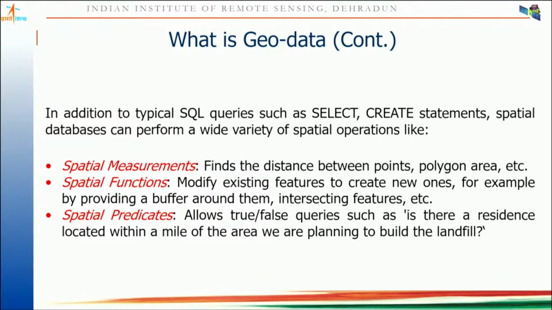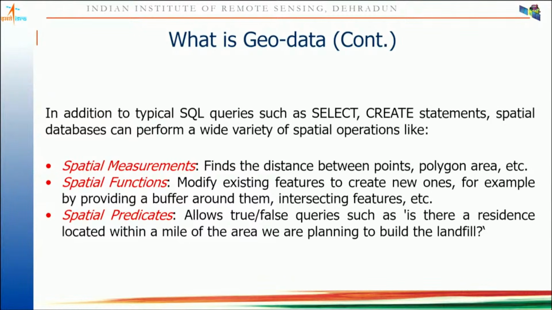Second is the spatial functions. So a spatial function could modify an existing feature to create a new one, for example, by providing a buffer around them, intersecting the features. Suppose you have a line and you are interested to create a buffer or a proximity of 100 meters in your road. Then can I create a new feature by applying this buffer, this proximity, on this particular line feature? This can be considered as a spatial function.